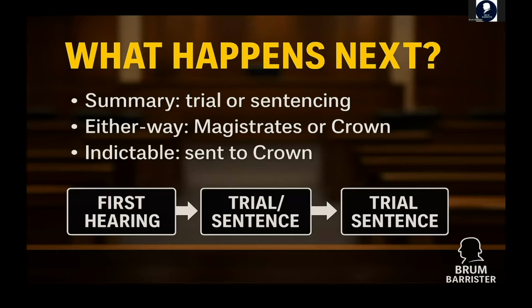So what happens next then? What happens after the first hearing? Summary cases move forward to trial or sentencing in the Magistrates Court. Either way, offences will be heard in the Magistrates or the Crown, depending on allocation. And indictable only offences go straight to the Crown Court for the next stage under Section 51.